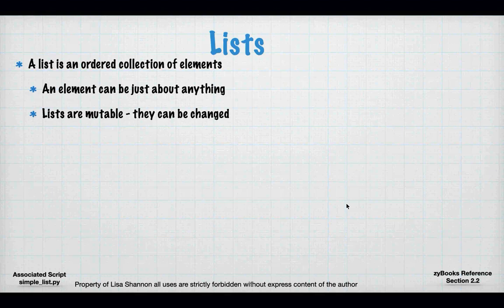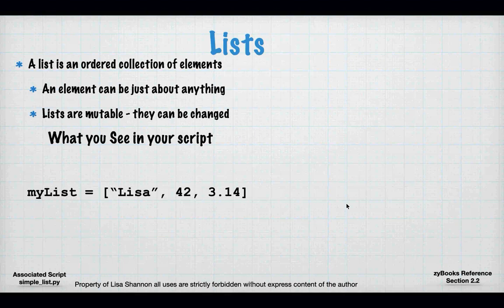And they are changeable. So you can change a list. So what do you see in your script? This is what you see in your script. I have a variable called myList. I know it's a variable because it's on the left-hand side of a single equal sign.